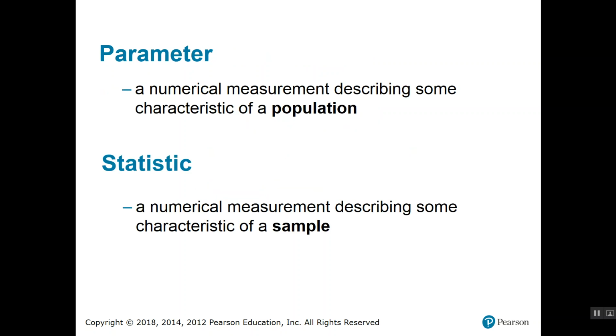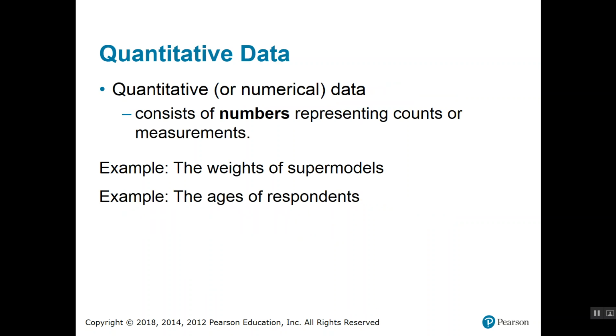We have two definitions to talk about before we start breaking it down into the different types. The first definition is a parameter, and a parameter is simply any number that we use to describe a characteristic of a population. Notice that parameter starts with P and population starts with P. A statistic is a number that represents or describes a characteristic of a sample. Statistic starts with S, sample starts with S. That's just one way to help you try and remember which one goes with which.